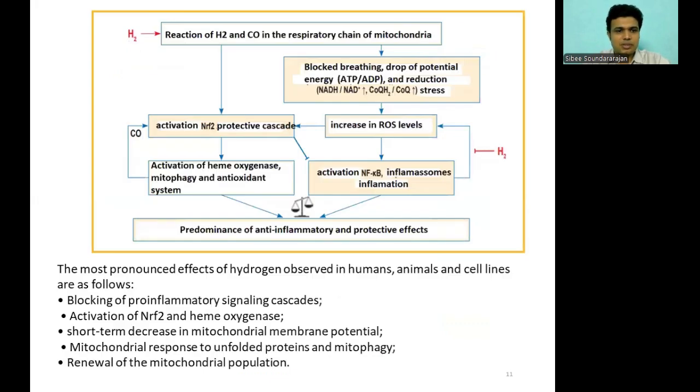According to the authors of the cited work, in addition to the known effect of neutralization of hydroxyl radical and peroxynitrite, a protective reaction develops in the cell, which can be represented as follows. The most pronounced effects of hydrogen observed in humans, animals, and the cell are as follows: blocking of the pro-inflammatory signaling cascades, activation of NRF2 and heme oxygenase, short-term decrease in the mitochondrial membrane potential, mitochondrial response to unfolded proteins and mitophagy, renewal of the mitochondrial population.